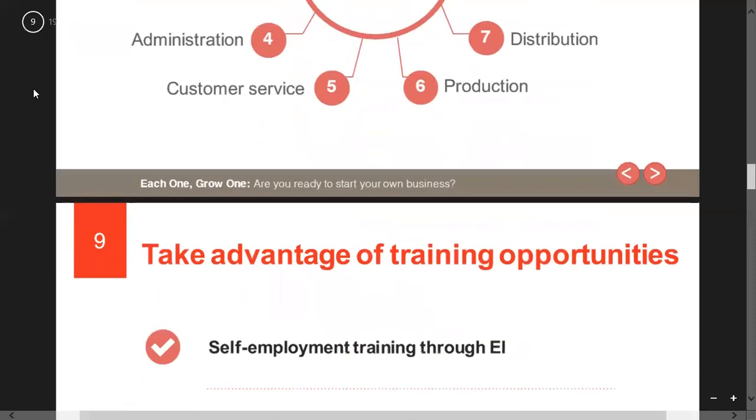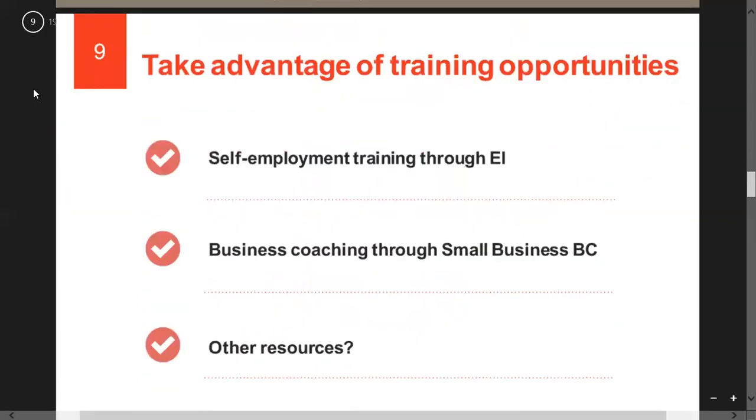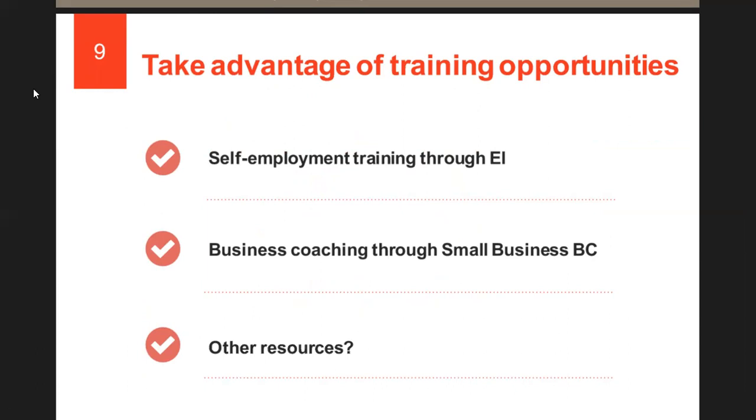Okay, for number nine is about taking advantage of training opportunities. Self-employment training through EI, meaning you have to train yourself. You must know and you must learn from professionals and from people who have experience, and you must read books and develop your knowledge every day. What you can do, like reading books and joining workshops, yes, and making group discussions with professional and experienced people. Business coaching through small business and other resources.